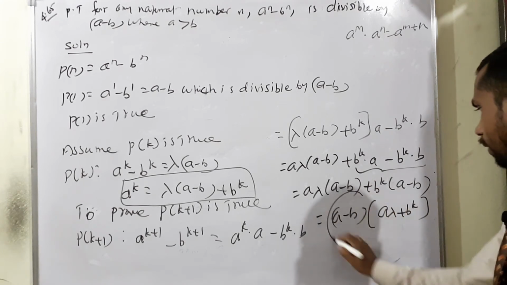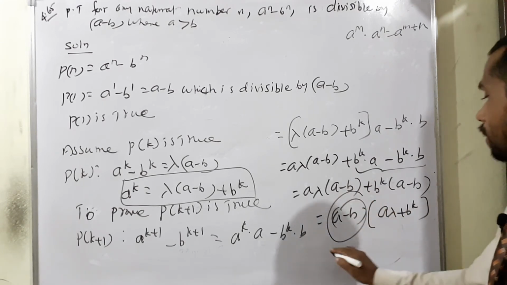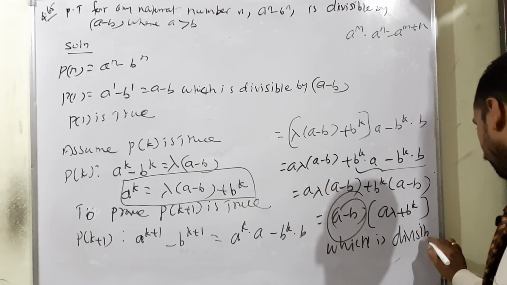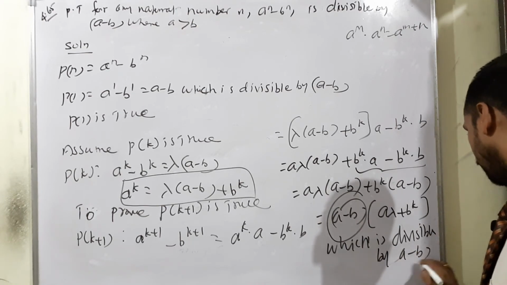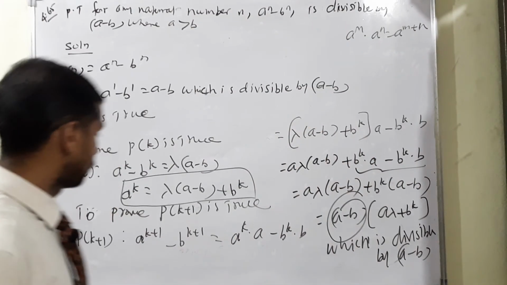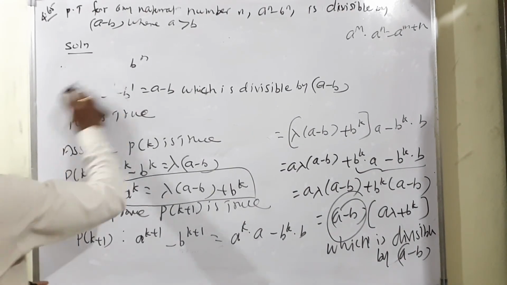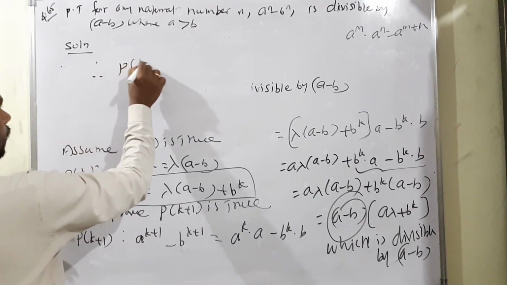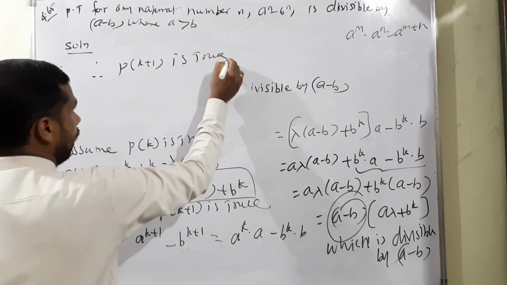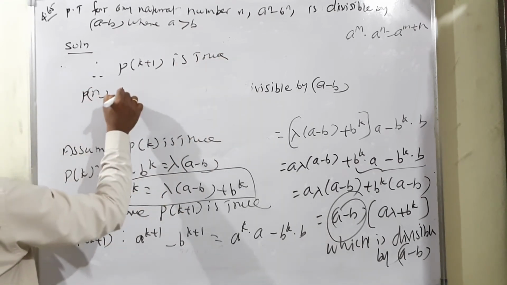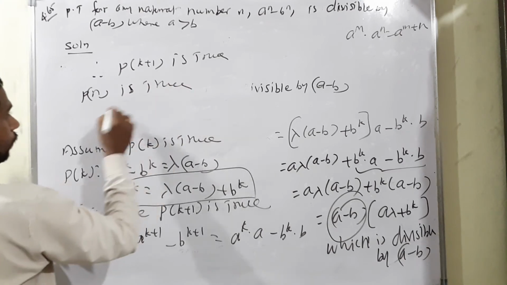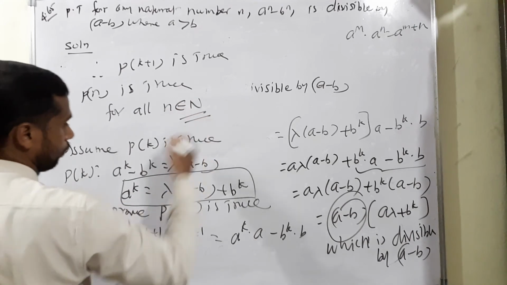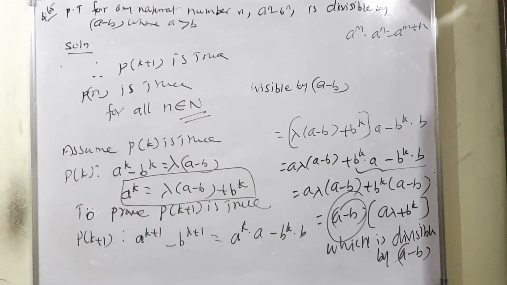Now, this whole term is connected with a minus b. Definitely we can say which is divisible by a minus b. Therefore, we can say p of k plus 1 is true. P of k plus 1 is true means p of n is also true. Therefore, by the principle of mathematical induction for all integer n belongs to natural number. Hence proved. Okay. I will continue the next example.